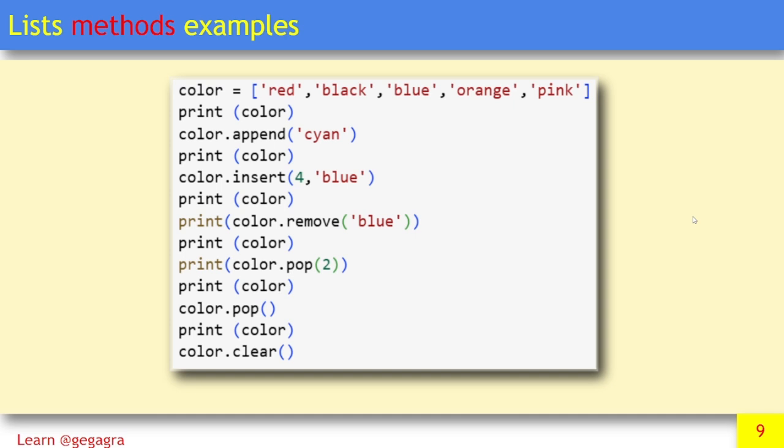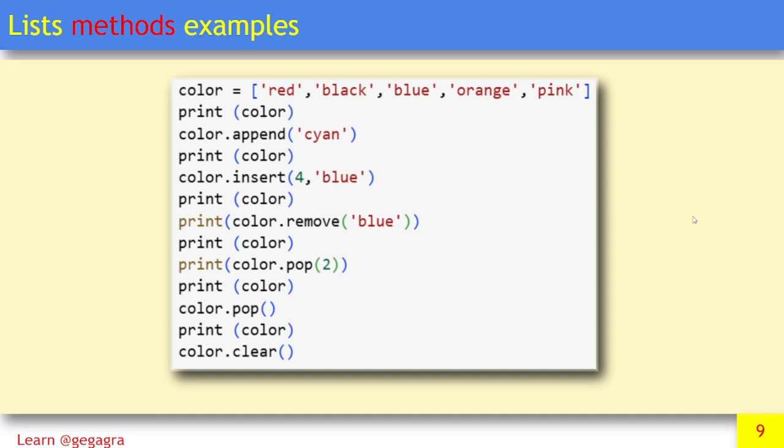When you say color append cyan, one color is added to the bottom of the list. When you say print color, it will print red, black, blue, orange, pink, and cyan. When you say color dot insert 4 comma blue, counting 0 1 2 3, so here on the pink position the blue will be inserted. Print color, so the entire list will be printed here.